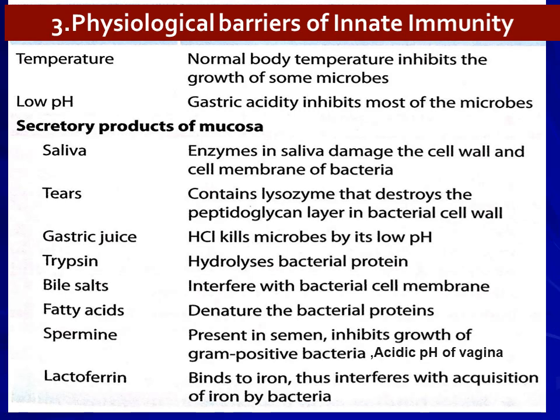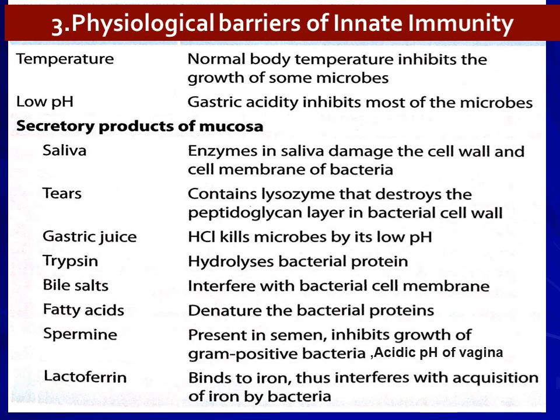And the bile salts, which are present in the body, interfere with the bacterial cell membrane. Fatty acids denature the bacterial proteins. Spermine, which is present in the semen, inhibits the growth of gram-positive bacteria, and the acidic pH of the vagina also won't allow the microorganisms to establish their infection in the vagina.